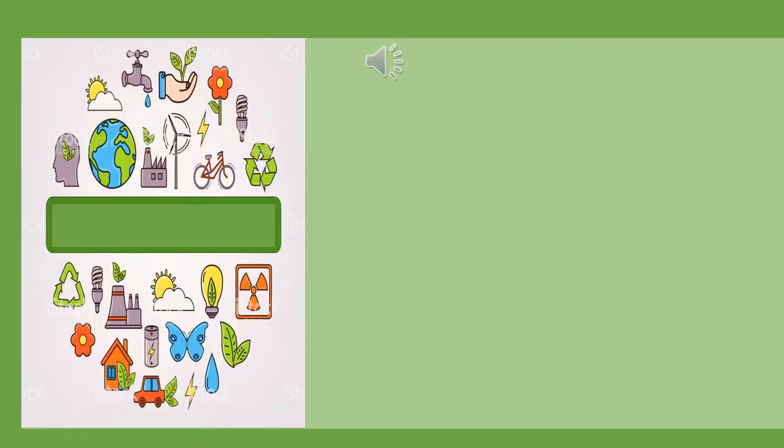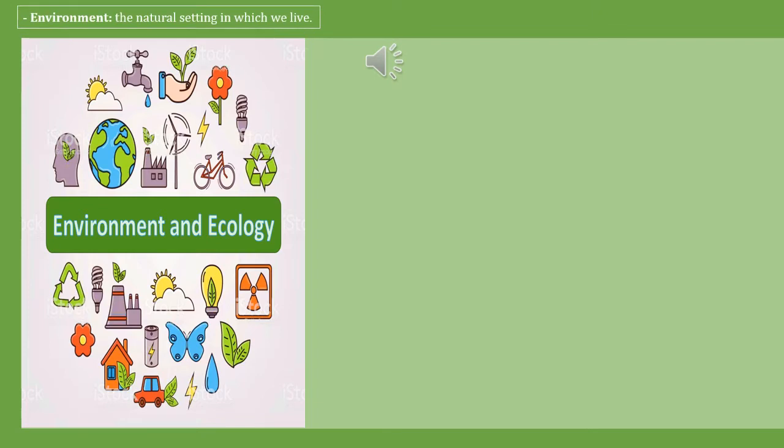Please look at the items on the picture and try to guess the topic of our lesson today. Look at these items. What do they all have in common? Yes, exactly. They are all related to environment. Exactly, environment and ecology. And this is going to be our lesson today. So let's start with a definition of environment.